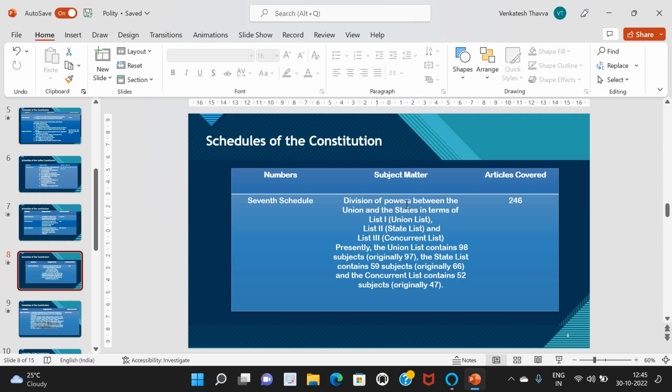It deals with division of powers between the Union and the states in terms of List 1 Union List, List 2 State List, and List 3 Concurrent List. Presently the Union List contains 98 subjects. Originally it contained 97 subjects. Next, the State List. It contains 59 subjects. Originally, it is 66 subjects. Next, the Concurrent List. It contains 52 subjects. Originally, it is 47. Articles covered 246.